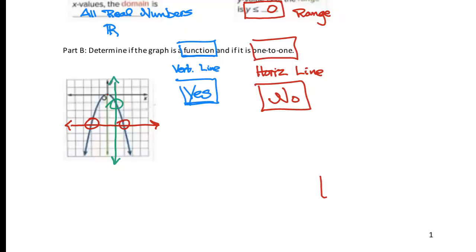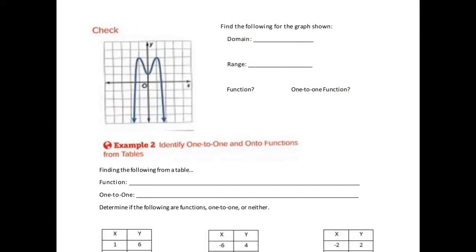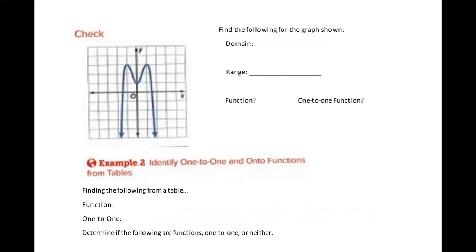Questions on that? So a function, vertical, and for one-to-one, horizontal. Okay? You guys are doing great. Pretty quiet, but you're doing great. All right, let's turn the page.